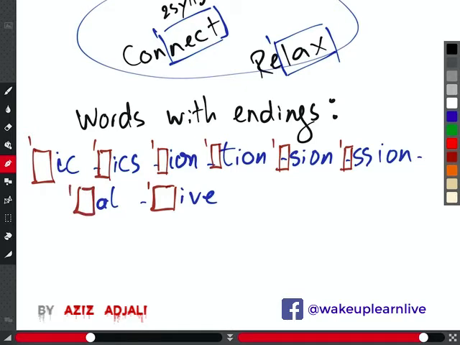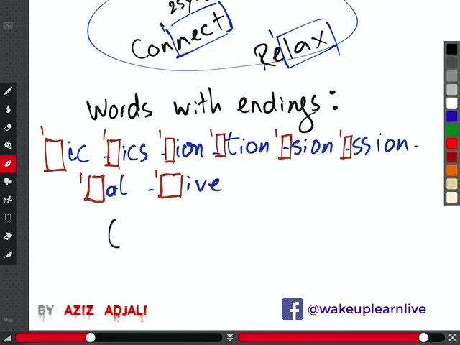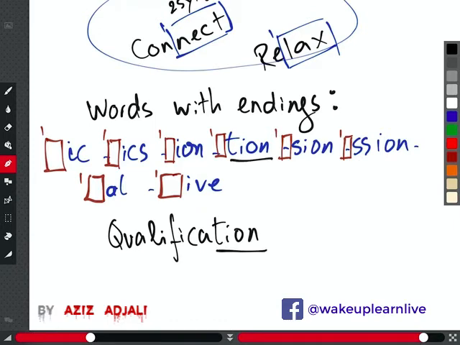Okay, let's give examples. For example, if we say qualification, so as we see here, shin, like here, right? So the stress should be in here, just before shin, in the syllable just before shin, because basically qualification. So this one usually, ordinarily, it has 1, 2, 3, 4, 5 syllables.